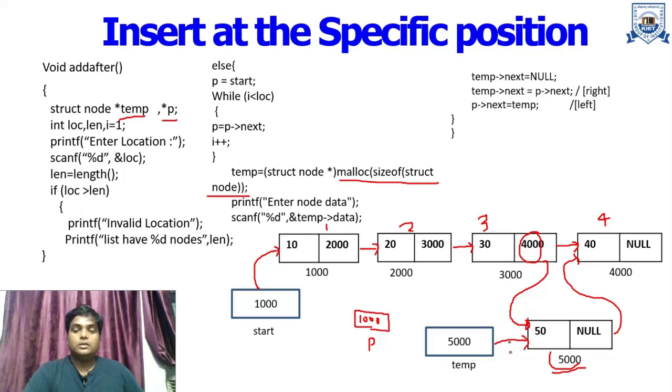Okay, so we just create the node with the help of this temp variable. And for moving from this position to this position, we use this pointer p. So what we do, first of all we check that if we want to insert this node after this particular location, we check whether this location exists or not. So for that we first of all just calculate the length of the list.